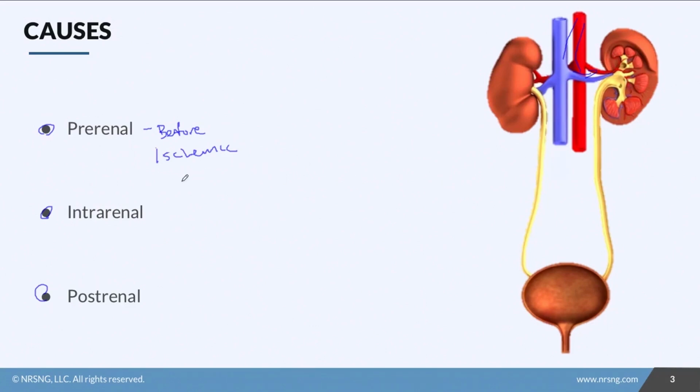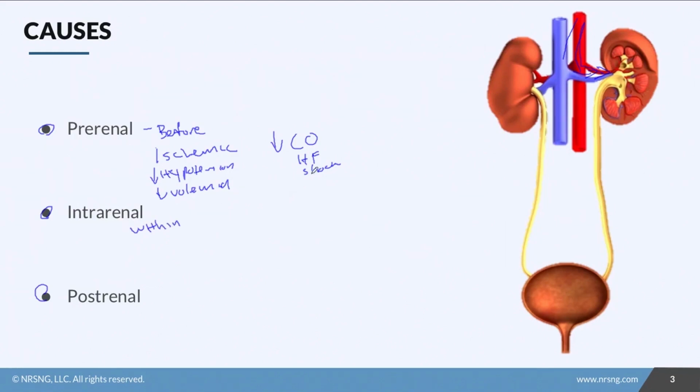Some causes of prerenal kidney injury would be hypotension, hypovolemia, or any decrease in cardiac output. So you would see things like heart failure or shock. So things that are decreasing our blood volume into our kidneys, which is then going to cause that prerenal damage.